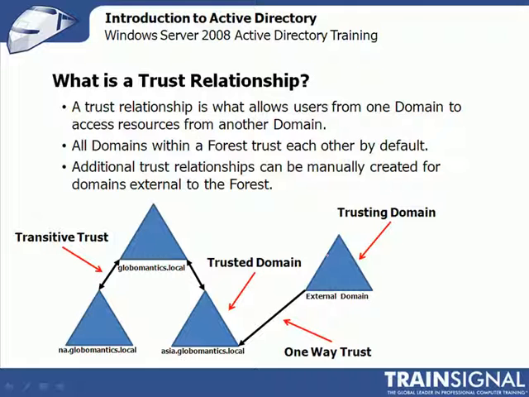In this diagram, users, that would be the you I'm trusting, users in the asia.globalmantics.local domain can access resources from this external domain because the external domain trusts the Asia domain. So that's pretty much how trust relationships work. Trust is all about users in one location, users in one domain, accessing resources from another domain.